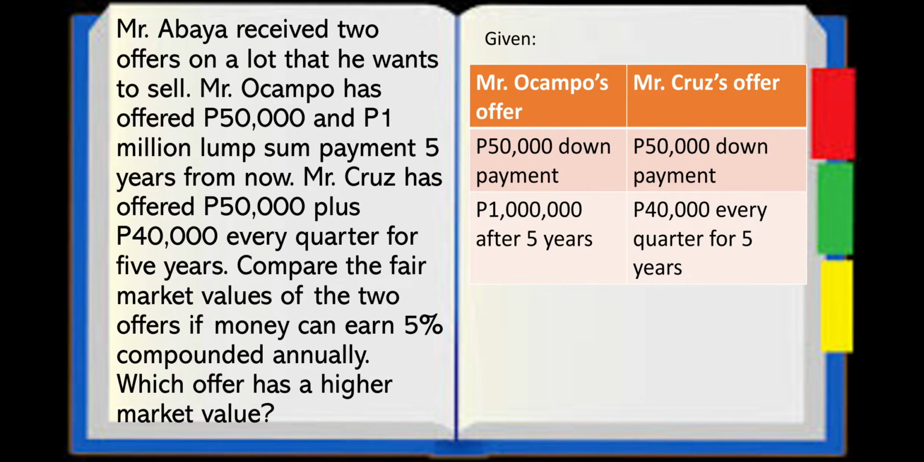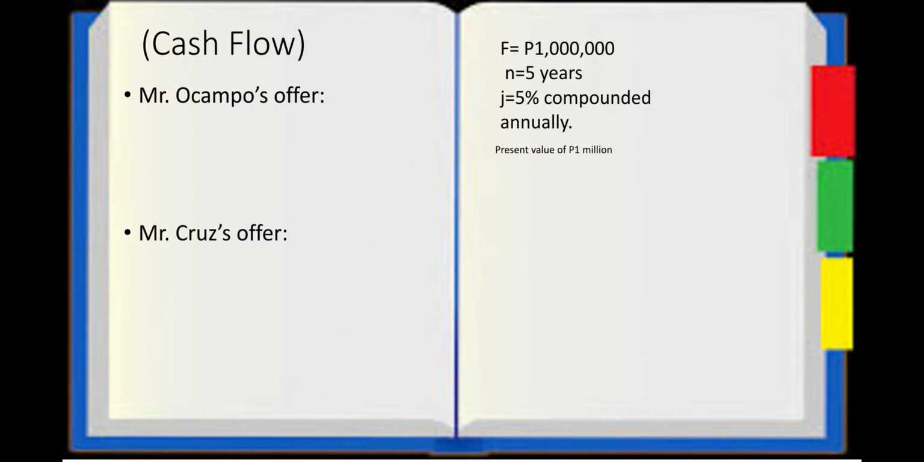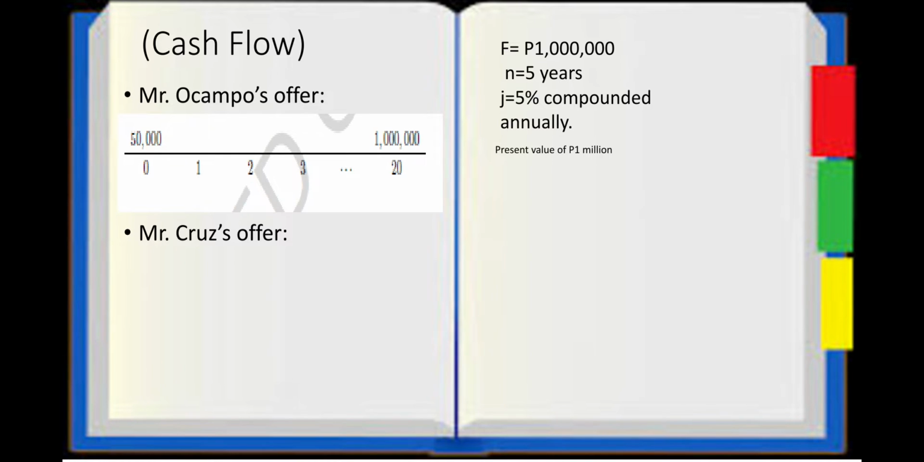So given in the problem, Mr. Ocampo's offer is 50,000 down payment plus 1 million pesos after 5 years, while Mr. Cruz's is 50,000 down payment, but we're going to give 40,000 every quarter for 5 years. So that is for 20 times. What we're going to find is the fair market value of each offer. So we have here the cash flow for Mr. Ocampo, 50,000 down payment, and after 20 payments, we have 1 million pesos.